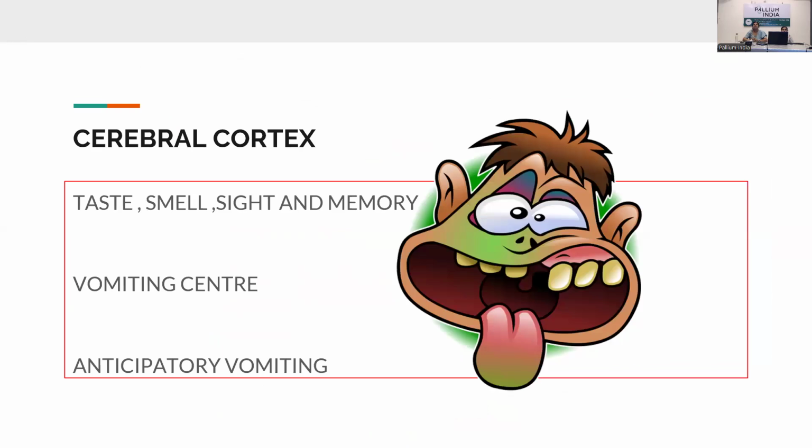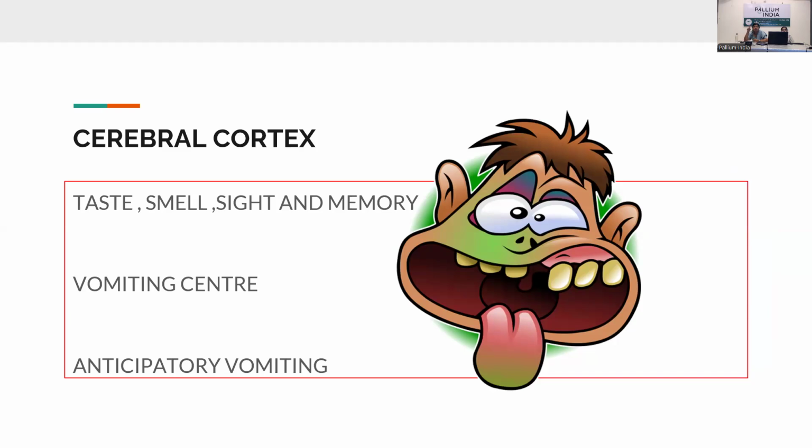Now the cerebral cortex. Look, taste, smell, sight, memory, all these can affect the cortex of the brain; the cortex part of the brain controls all these things. So in anticipatory vomiting, the patient is going for chemo on Thursday, but gets vomiting on Monday. If you give Emeset, will it work? Is it because of the serotonin? No, it is because of the cortex of the brain, the sight and smell, all those things.